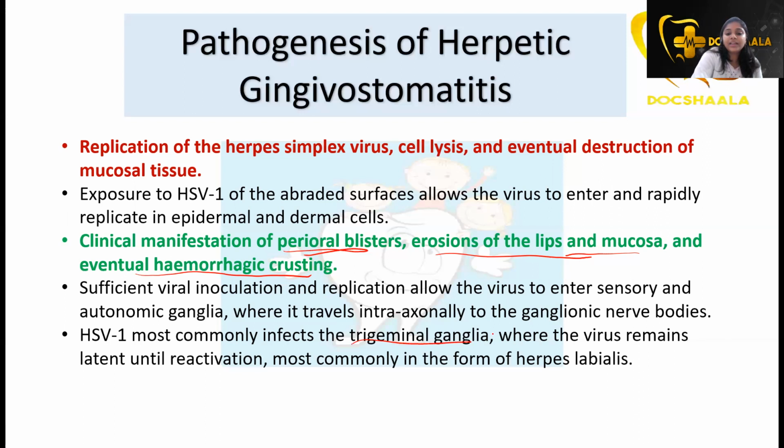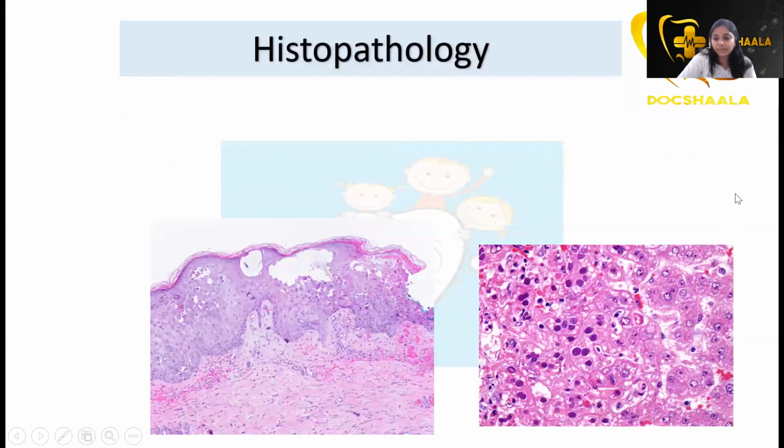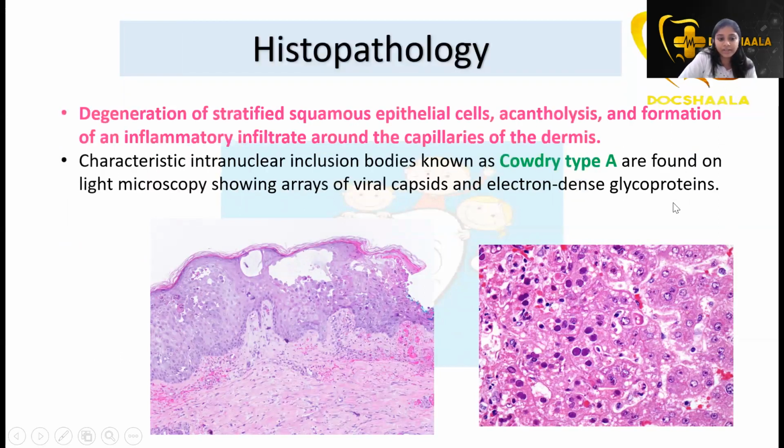It most commonly infects the trigeminal ganglia, where it remains latent until reactivation, most commonly in the form of herpes labialis. Okay. So histopathology. You can observe the histopathology of the HSV here. There is degeneration of the stratified squamous epithelial cells, which you can appreciate here. There is degeneration of the cells, and also there is acantholysis, that is, they do not attach to the epidermis.